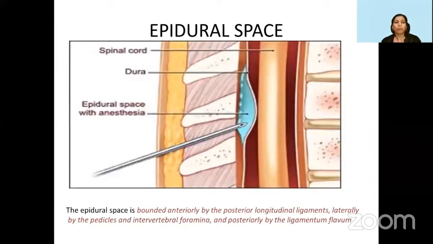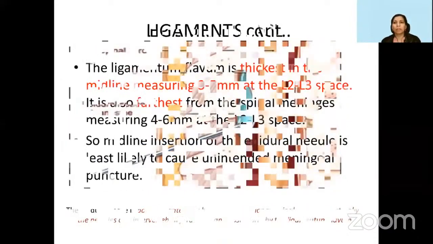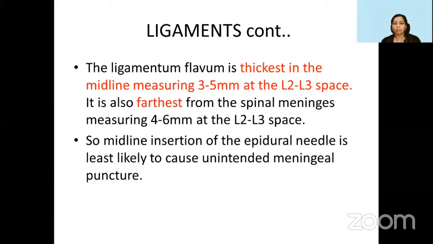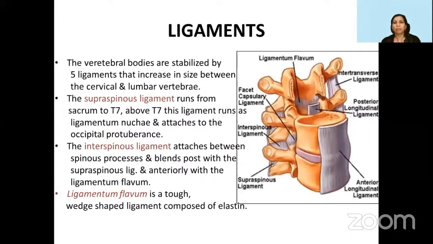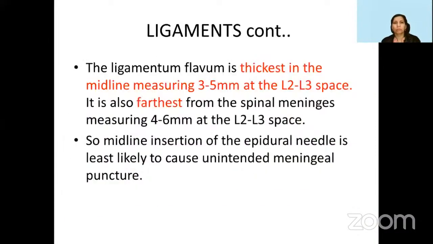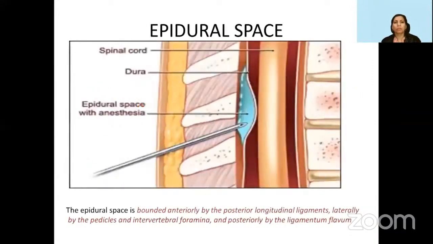So what are the boundaries of the epidural space? It is bounded anteriorly by the posterior longitudinal ligaments, laterally by the pedicles and the intervertebral foramen, and posteriorly by the ligamentum flavum.